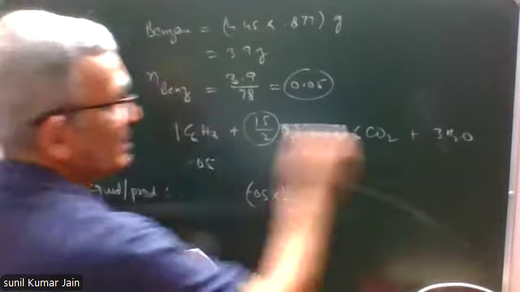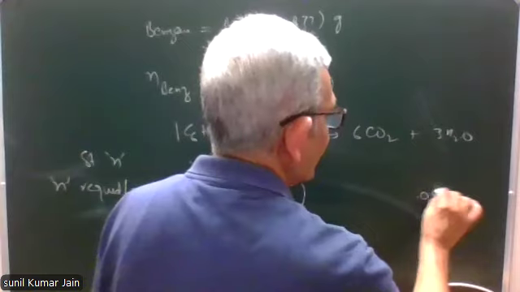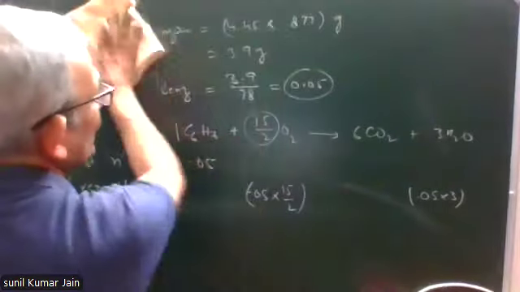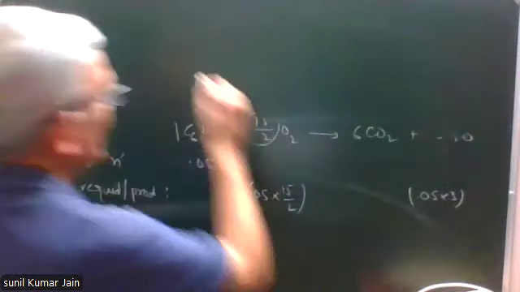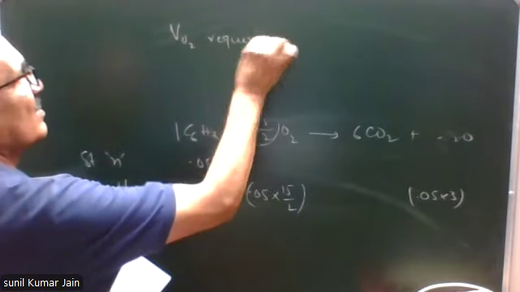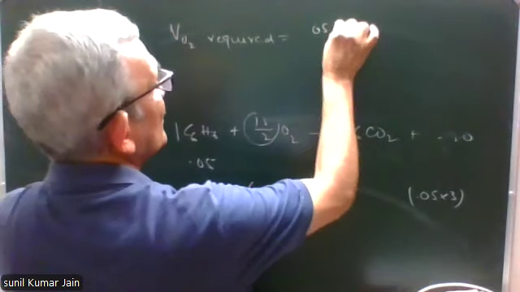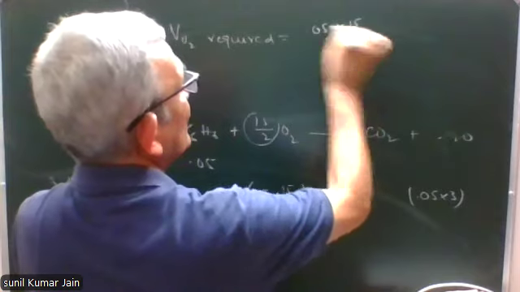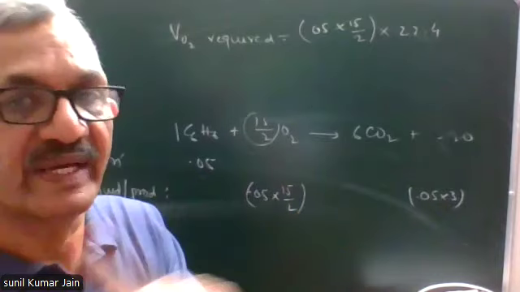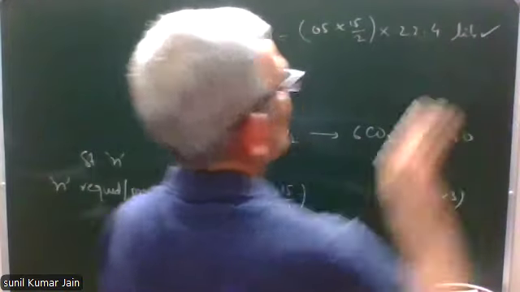Similarly, for 1, 3 moles of water will be produced. For 0.05 into 3, so that many moles of water will be produced. Now we come to the final answers. Volume of oxygen required will be number of moles into 22.4, because 1 mole of any gas at STP will occupy 22.4 liters of volume. So that many liters of oxygen is required.